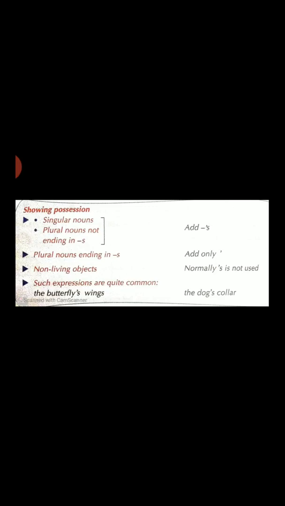Next example. Mindset of people needs to be changed. People's mindset needs to be changed. After people, I'll add an apostrophe and s. So it becomes people's mindset needs to be changed.